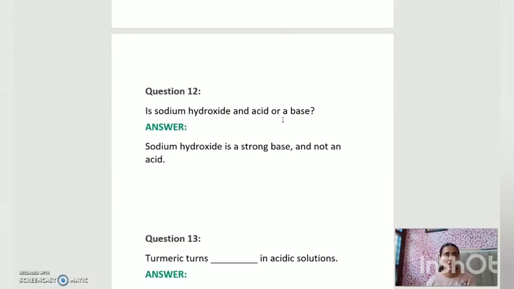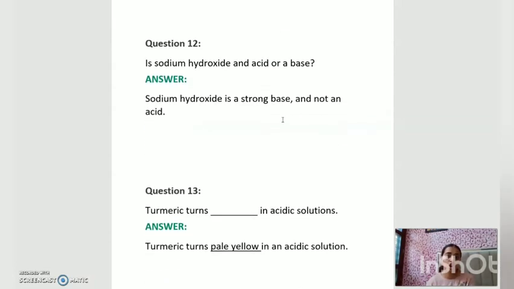Question number 12. Is sodium hydroxide an acid or a base? Now you have to tell, is sodium hydroxide an acid or is it a base? So sodium hydroxide, student, is a strong base, not an acid. It is a strong base.